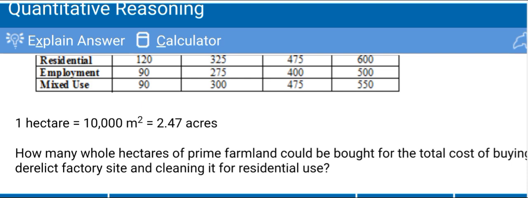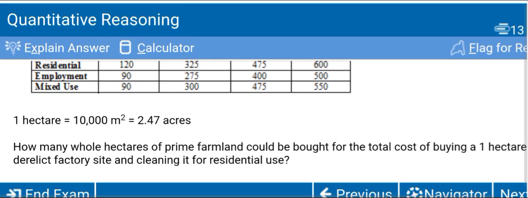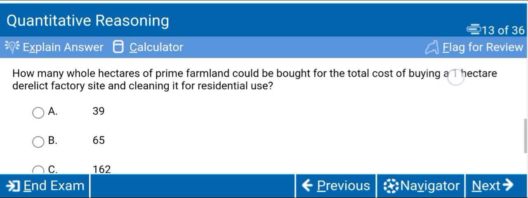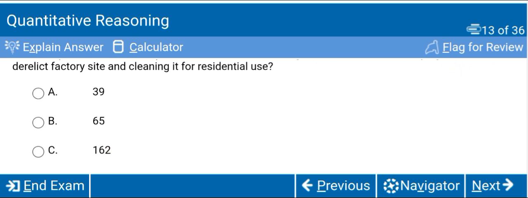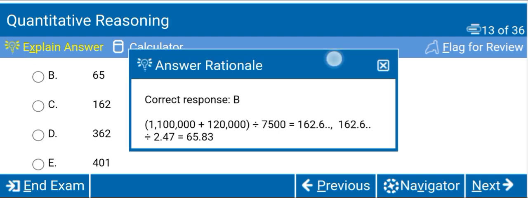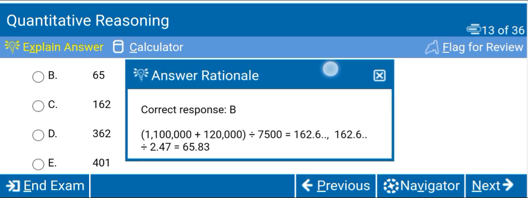How many whole hectares of prime farmland could be bought for the total cost of buying a 1 hectare derelict factory site and cleaning it for residential use? Option A 39, option B 65, option C 162, option D 362, option E 401. So correct response is option B.